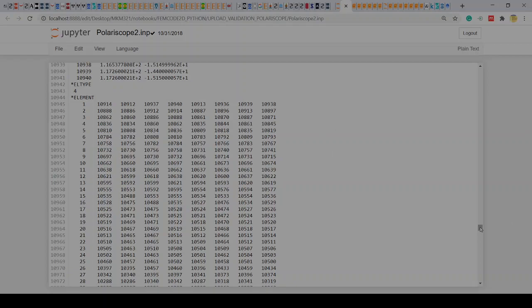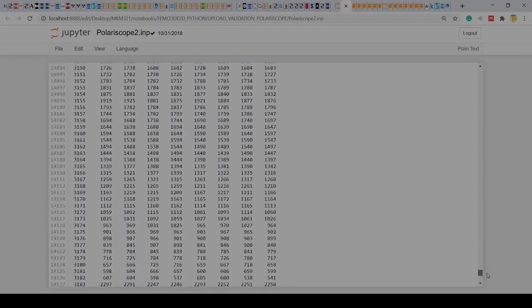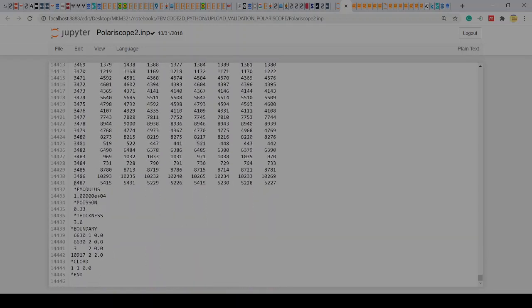Now we can see how many elements we have. Going down, we see essentially we have 3,487 elements to model this. Put in the value for the Young's modulus, put in the value for Poisson's ratio, the thickness, and here is essentially the boundary. So this is prescribed displacement. So prescribed displacement of node 6630 in the x and y direction is 0, 0.